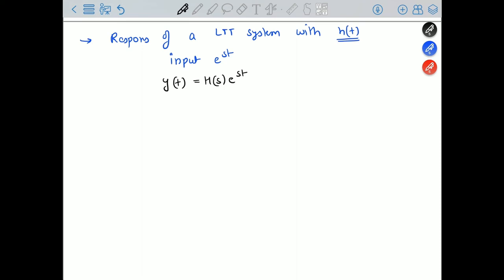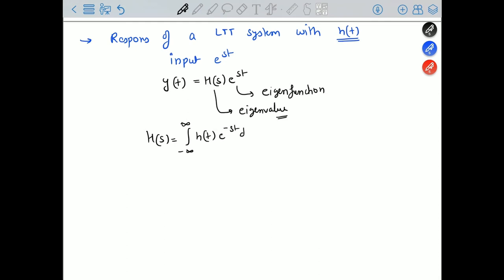You can refer to the lecture on eigenvalue and eigenfunction, in which we discussed how this output comes about, and there we said that this variable is represented as the eigenfunction and this factor is represented as the eigenvalue. So if we apply as input any complex exponential of the form e raised to the power st, the output will be the same input multiplied by some constant, and that H(s) value is represented as the integral from minus infinity to infinity of h(t) e raised to the power minus st dt. We have already discussed this, and for the Fourier transform case, what was the value of s? s was j omega. So this was happening for the Fourier transform.